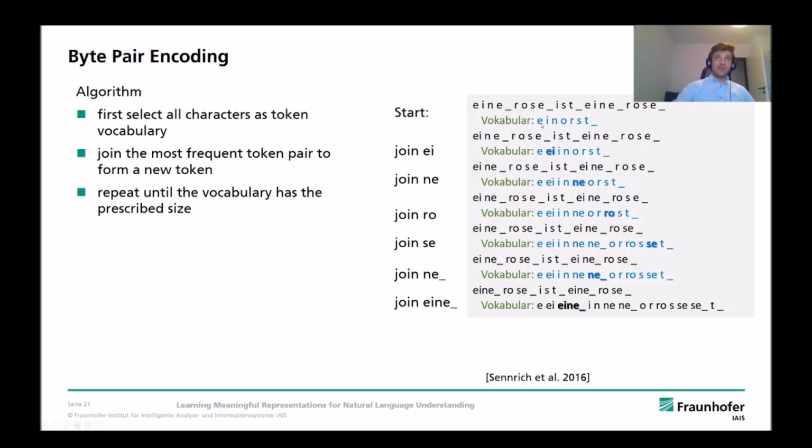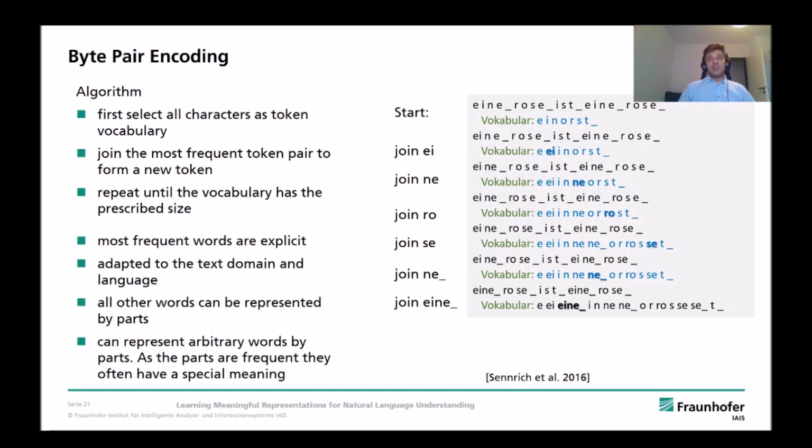So here we have the vocabulary E, I, N, O, R, S, T, underscore, which separates words here. And then we merge E and I. Next step, we merge N and E. What you can also see is that we preserve the original vocabulary. And we're going to do this now repeatedly until the vocabulary has reached a prescribed size. Typically the size here is 60,000, 64,000.